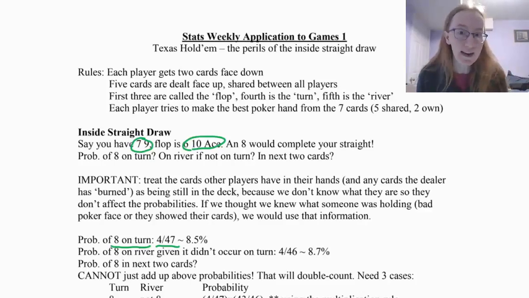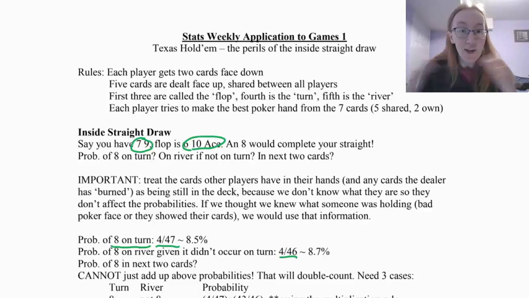Let's say we don't get an 8 on the turn. What's the probability of getting an 8 on the river, given that it didn't happen on the turn? Well, now at this point, there's 46 cards left in the deck, because whatever came on the turn I can see now, and there's still 4 8s left in terms of the cards that I can't see, so we have just 4 over 46, which is 8.7%.